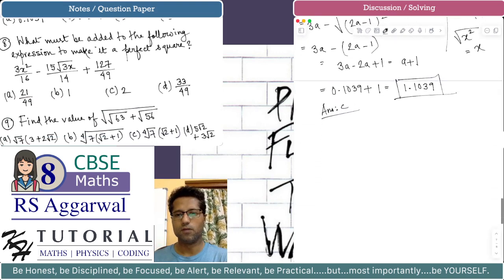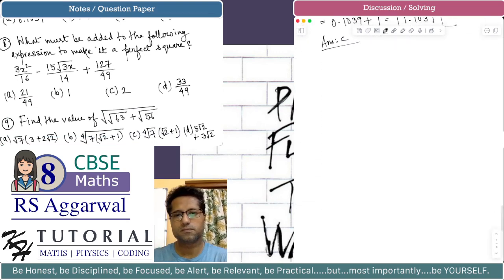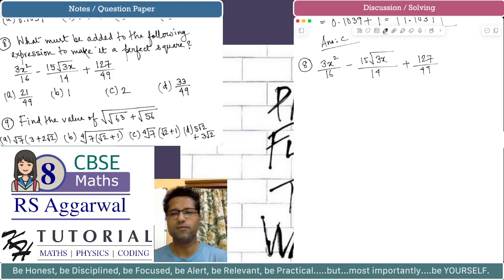Okay, let's do problem number 8. What must be added to the following expression to make it a perfect square? We are given the expression 3x square by 16 minus 15 into square root of 3x divided by 14 plus 127 by 49. We have to convert this to a perfect square.